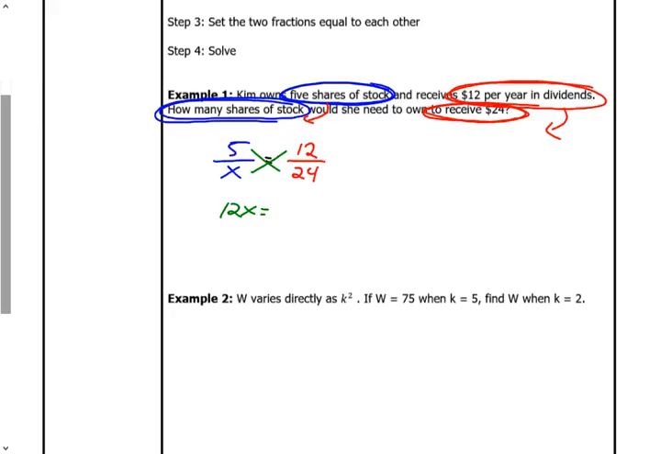Ooh. And 24 times 5 is 120. There we go. And I got 10. So I would need 10 shares of stock.